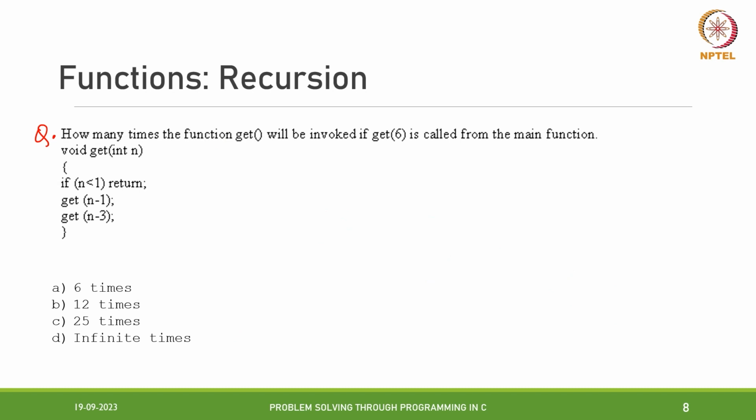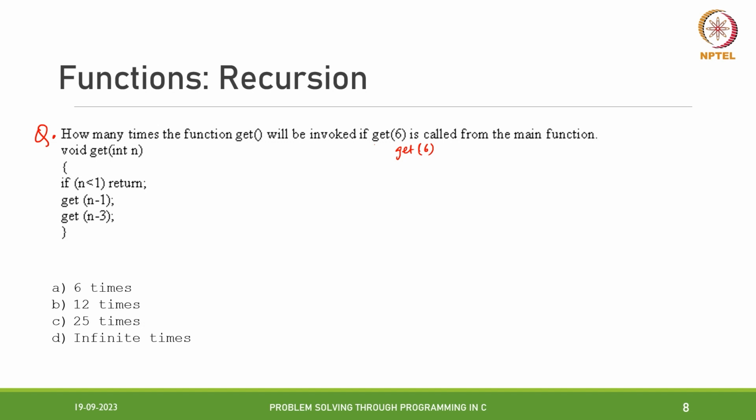So here we have a function called get, and we are calling get of 6 from the main function. How many times will the function get be invoked? What this get function does is it takes a value. If n is less than 1, it will return nothing, which means it returns 0.